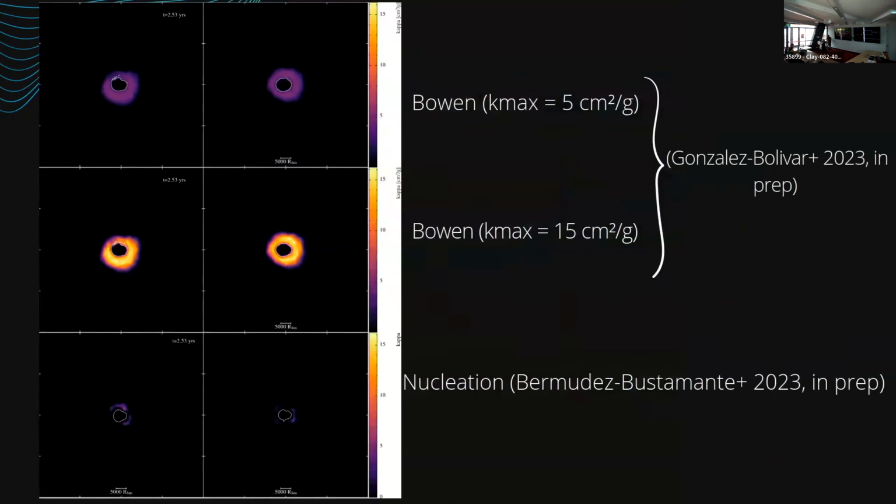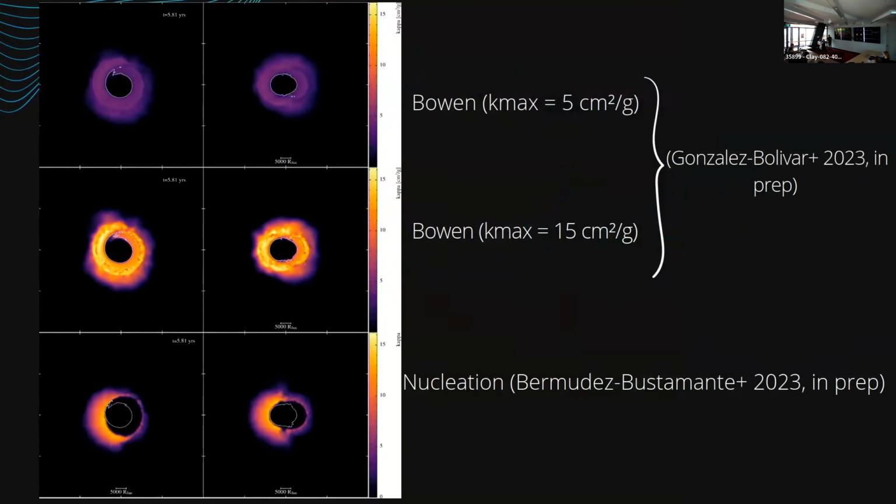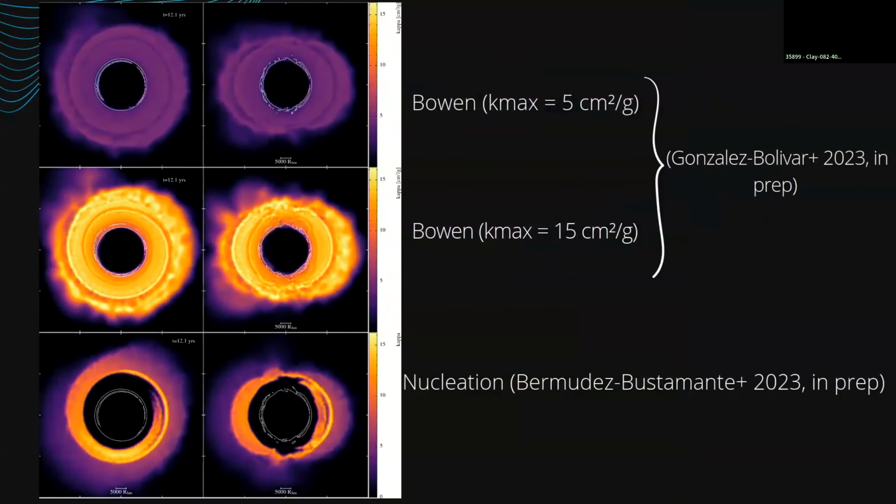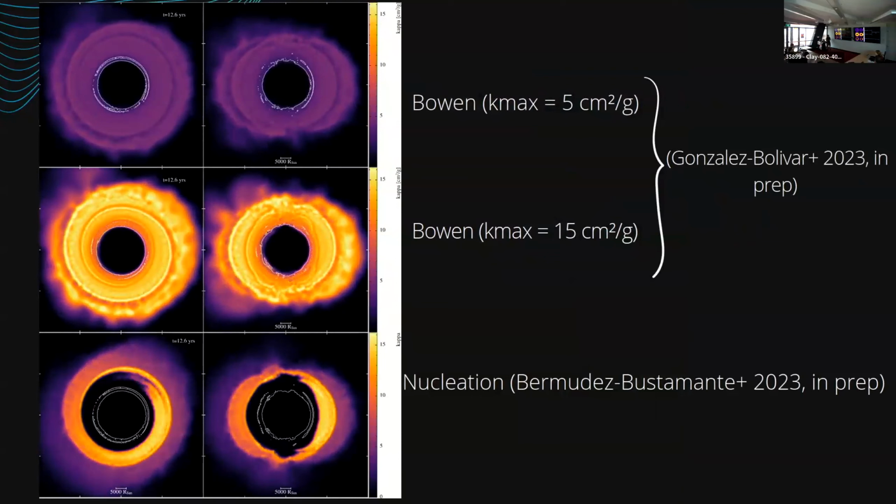Anyway, so how about the opacity now? Well, we have two different ones, the Bowen one with these two values, and this one is a work that is being done by Bermudez Bustamante, it's in prep, and our own work using Bowen. You will notice that the distribution of the particles, well, the distribution of the outer layers of opacity is pretty much the same thing, but you will have this gap, this empty gap.